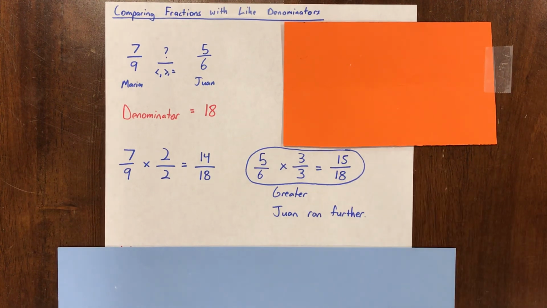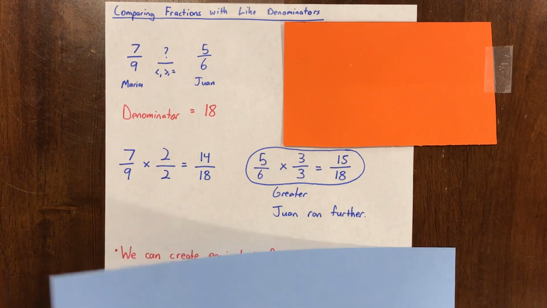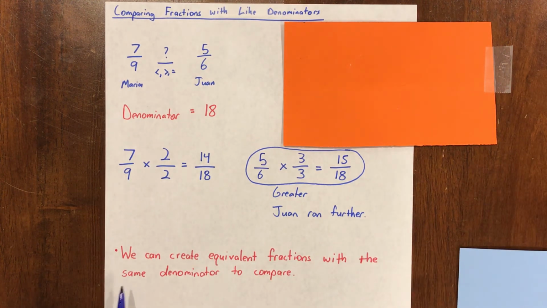And we can then just think about which fraction has more parts that are being referred to, or the numerator. So, in addition to comparing fractions by using a half as a benchmark, what is another way that we can compare fractions? Say it out loud. Yeah, we can compare fractions by creating equivalent fractions with the same denominator. Read this with me. We can create equivalent fractions with the same denominator to compare.